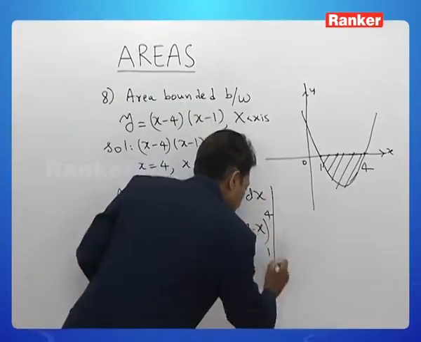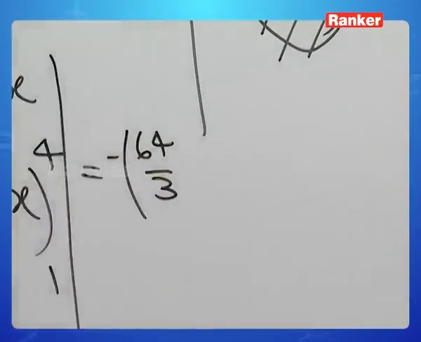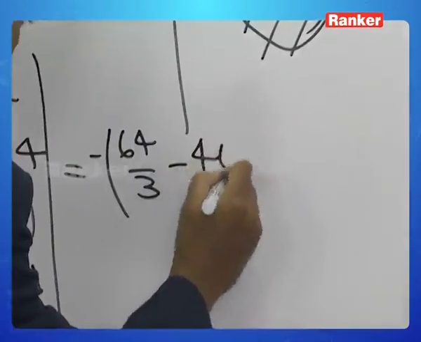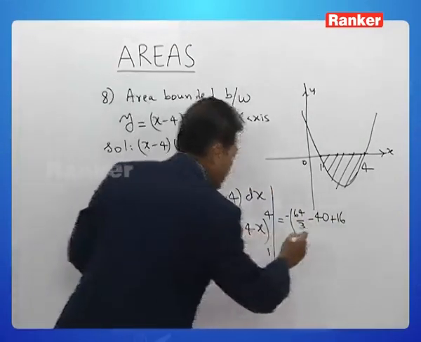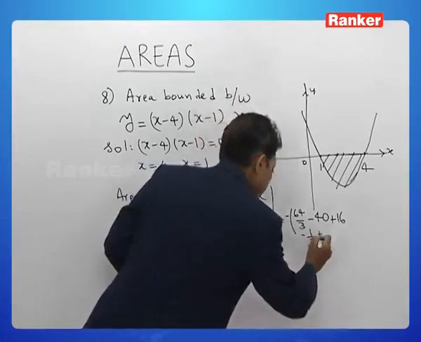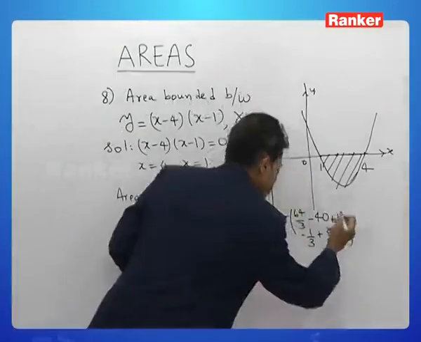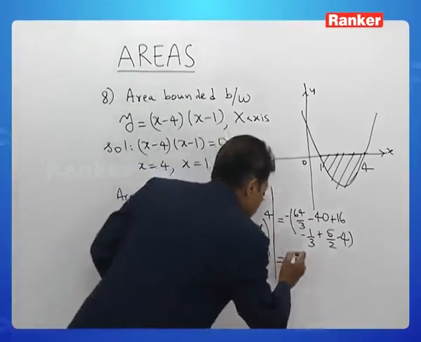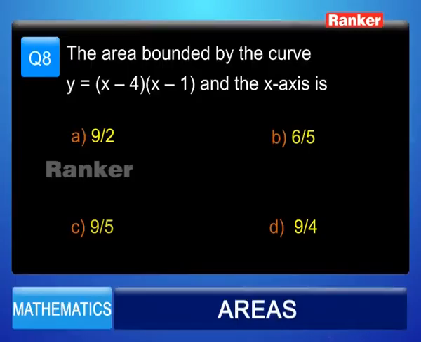So, let us see the final answer. Put 4: 64 by 3, and 4 square by 2, 16 by 2, 8 into 5, and 4 4s are 16, minus apply lower limit 1: 1 by 3, 5 by 2 and 4. This is your required answer. So, what is the right answer? 9 by 2 square units. Answer is A.